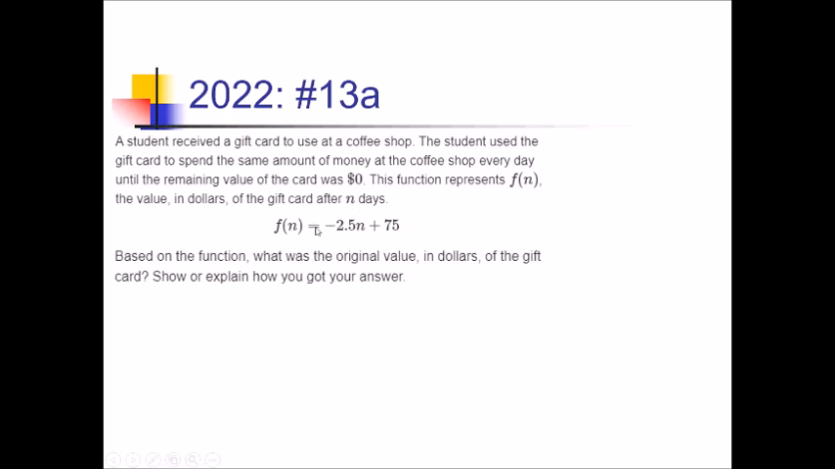So that's going to be negative 2.5 times 0 plus 75. So we're doing f of 0 here. Negative 2.5 times 0 is just 0. So this whole thing comes out to $75 that we started with on that gift card.